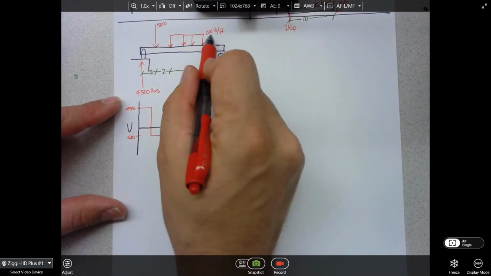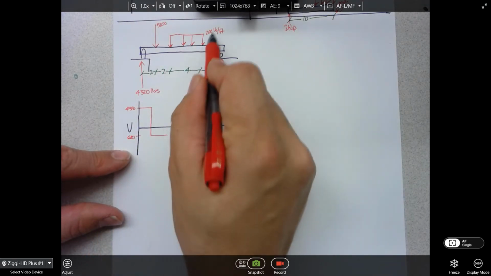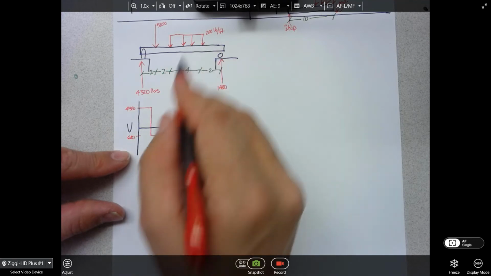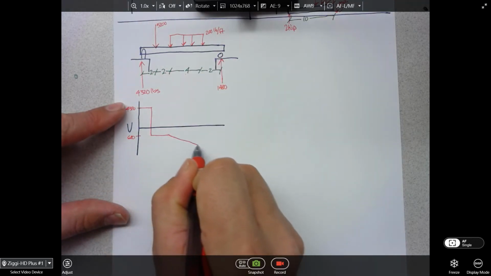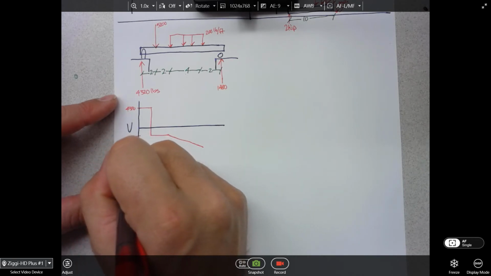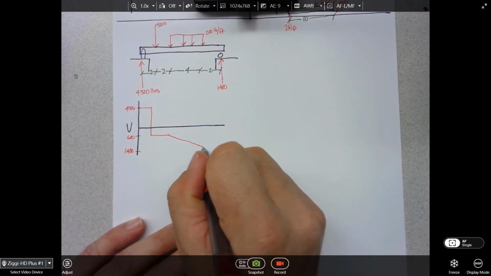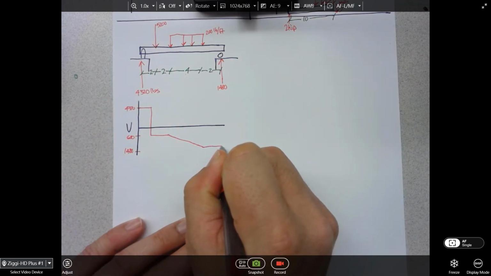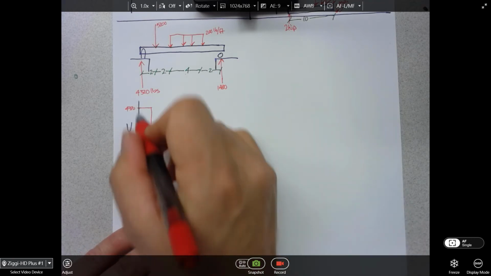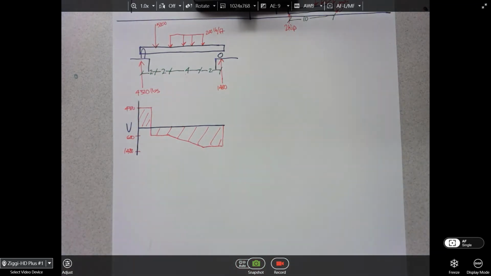Nothing happens then till we hit this guy. Then we have a downward slope of 200 pounds per foot, a total change of 4 times 200 or 800. So we're going to slope down like this to 1480. My graph is not very to scale, but that's okay. And then, thanks Travis, we come across with nothing happening and jump up to 1480. That's not so bad. Everybody feel comfortable with their shear diagram?